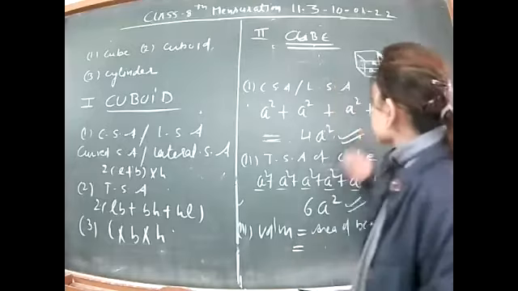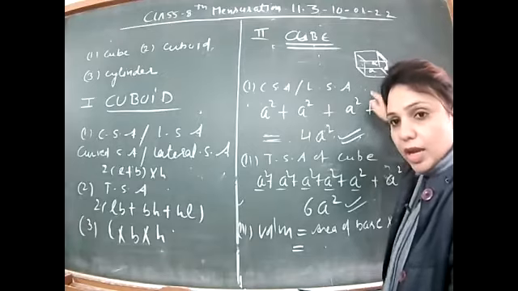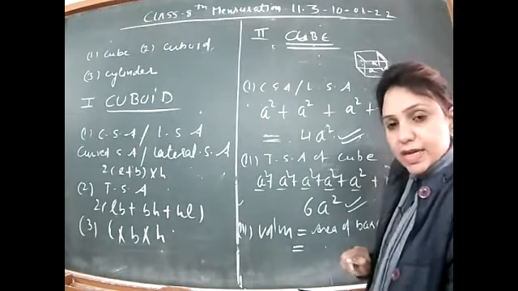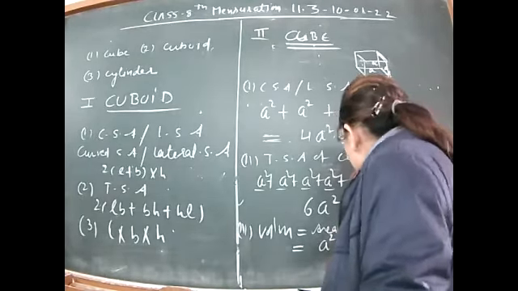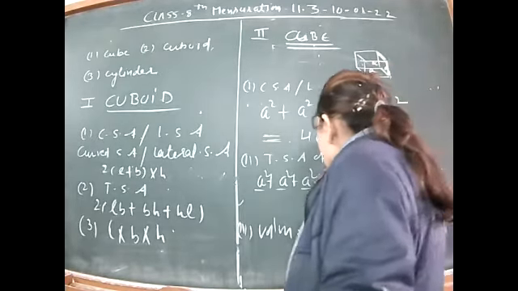Area of base, and you know this is square, and I'm taking the side to be A. What will be the area of the square with side A? A square. Into height, how much is the height of this cube? A. So what is the volume?